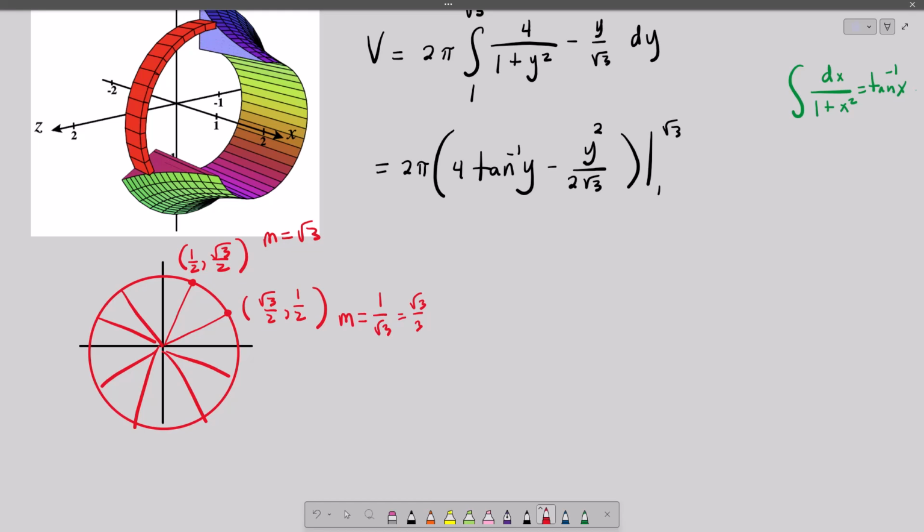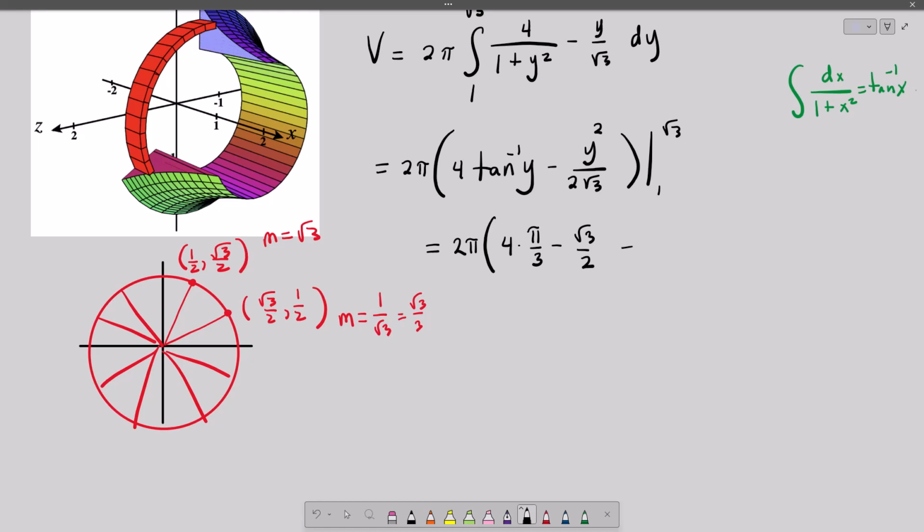So up here, when we plug in root 3, inverse tangent of root 3 is the angle with the tangent value of root 3, which is pi over 3. So this will be 2 pi multiplied by 4 times pi thirds. And then we plug in root 3 over here, and we end up with root 3 over 2. If root 3 goes in here, there's 2 root 3's now. It's root 3 times root 3. One of them will cancel. So we get root 3 over 2. So that's the upper limit plugged in.